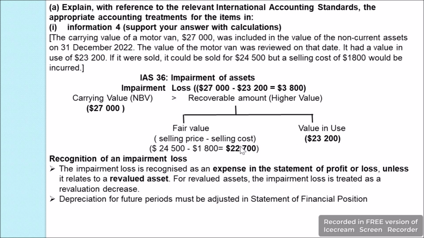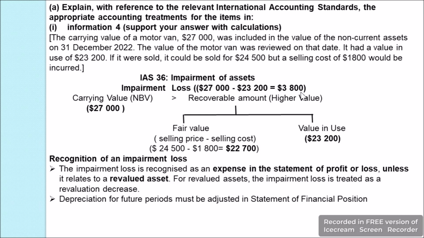So out of this, whichever is higher, that is value in use is higher, we will take this as our recoverable value. And you see, we get an impairment loss whenever there is an impairment of asset, that is the carrying value has been reduced permanently, and this occurs when the carrying value is higher than the recoverable amount. Here the carrying value is $27,000 and the recoverable amount which we have taken is the value in use, which is $23,200, and when we take the difference we get a loss of $3,800.